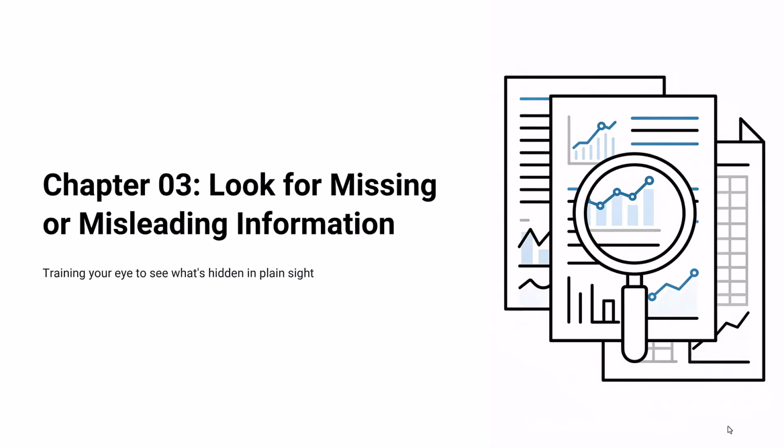In this chapter, you'll develop the critical skills of noticing what isn't there and recognizing how presentation choices, vague language, and structural omissions can mislead even careful analysts.